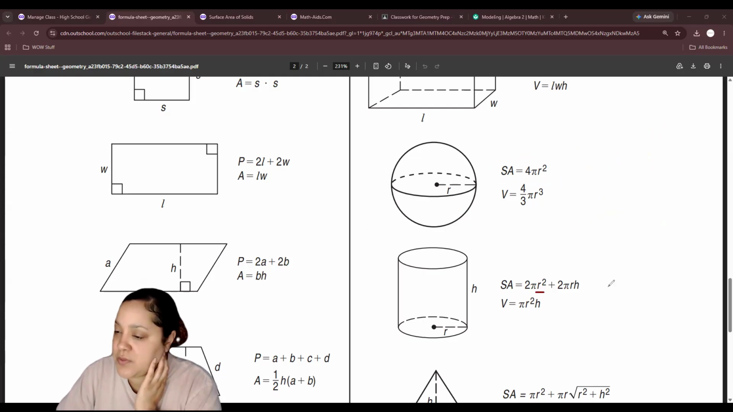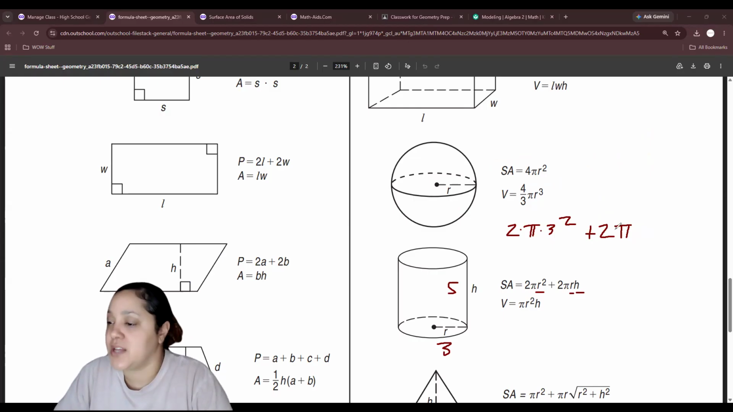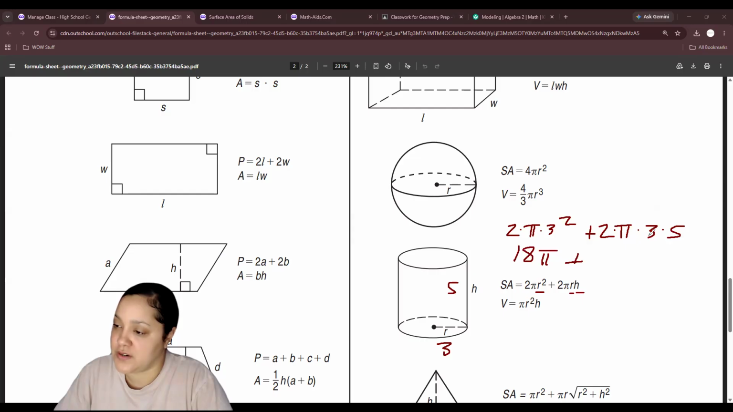For the cylinder, same thing. You want to plug in the radius and the height. So let's say the radius is 3, the height is 5. This would be 2 pi r squared plus 2 pi r h. The radius is 3. 2 times pi times 3 squared plus 2 times pi times 3 times 5. 3 squared is 9, 9 times 2, this would be 18 pi. And this would be 15 times 2, which is 30 pi. Add it together, you get 48 pi.